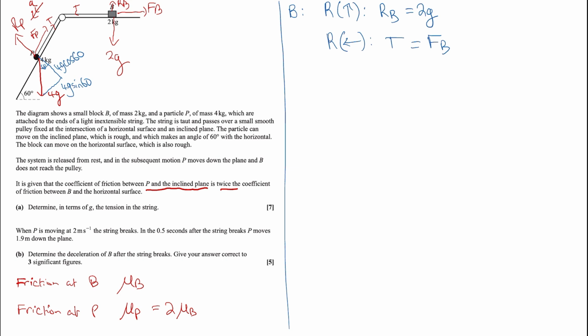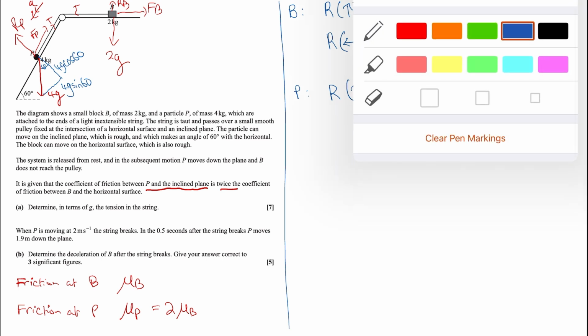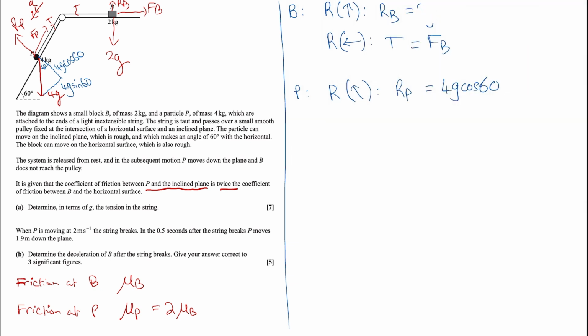Let's do the same thing for P. So let's resolve first perpendicularly. So we can see that RP, so the reaction force at P, is going to be equal to 4g cos 60. I've just realised I've missed something off one of these equations up here. So, in fact, that one was okay, it's this one.